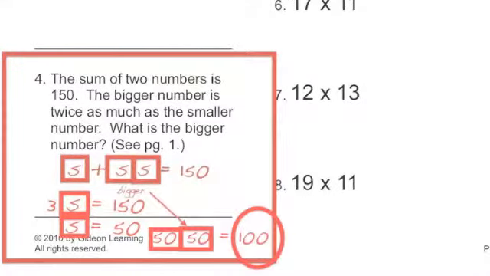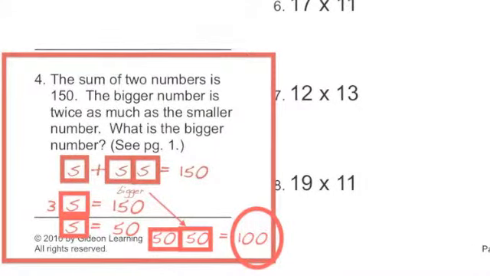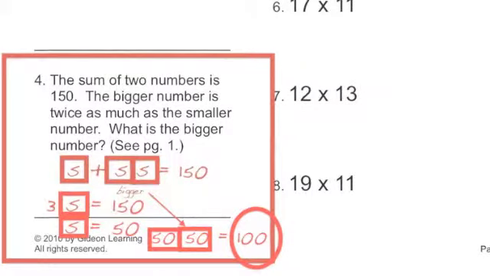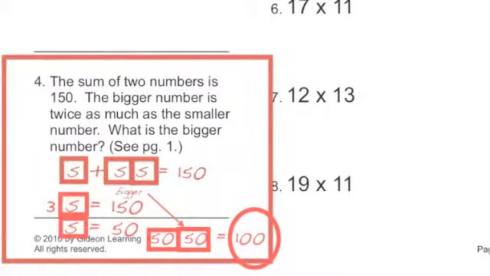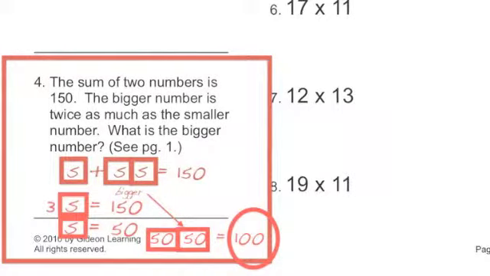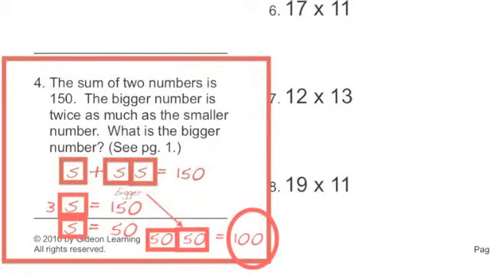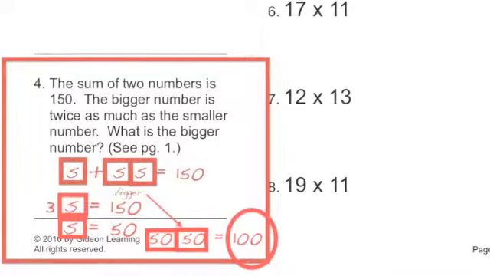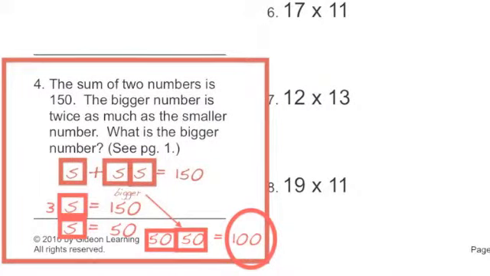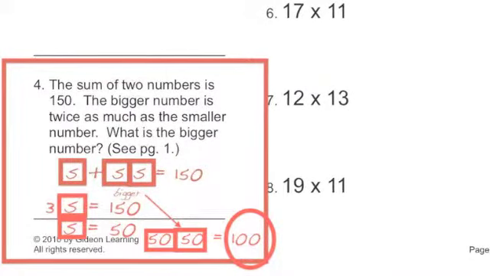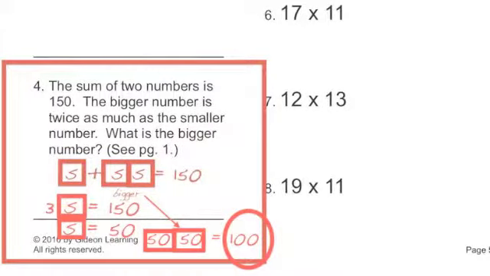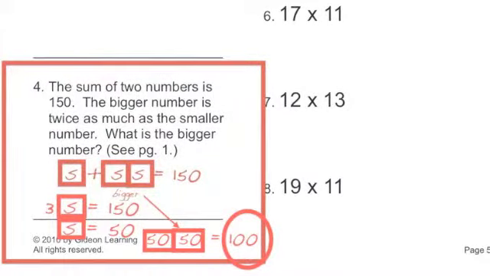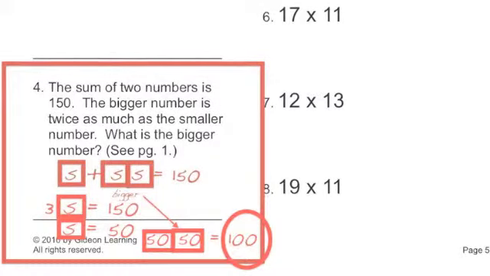Then the trickier part is coming up with the bigger number. You need to show them. Lots of times I just ask to see if they can figure it out. I say if the smaller number is 50, how much is the bigger? You can go back and reread. The bigger number is twice as much as the smaller one. So if the smaller one's 50, how much is the bigger one? Some children will just be able to come up with 100 off that. Other children need to see it visually. So you can write it out.